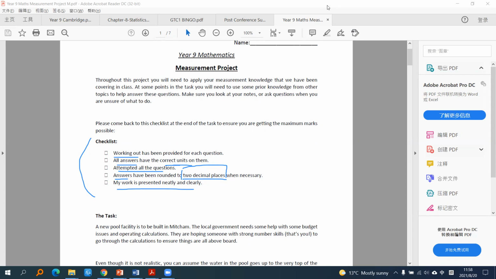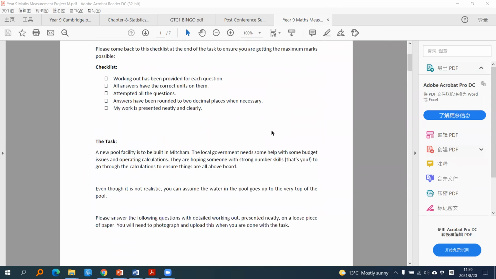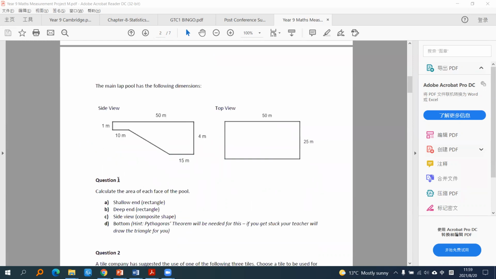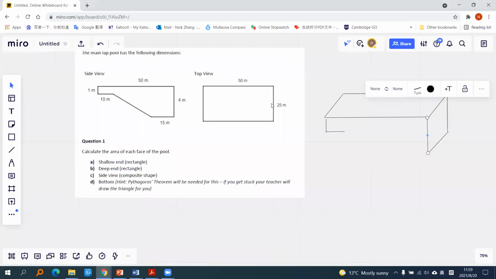And for the task, totally sorry about that. Last time, for question 1, I think I did some wrong calculation. Sorry about that. So I will show you the correct calculation this time. Let me open my Miro board. So for my Miro board, that's the question.